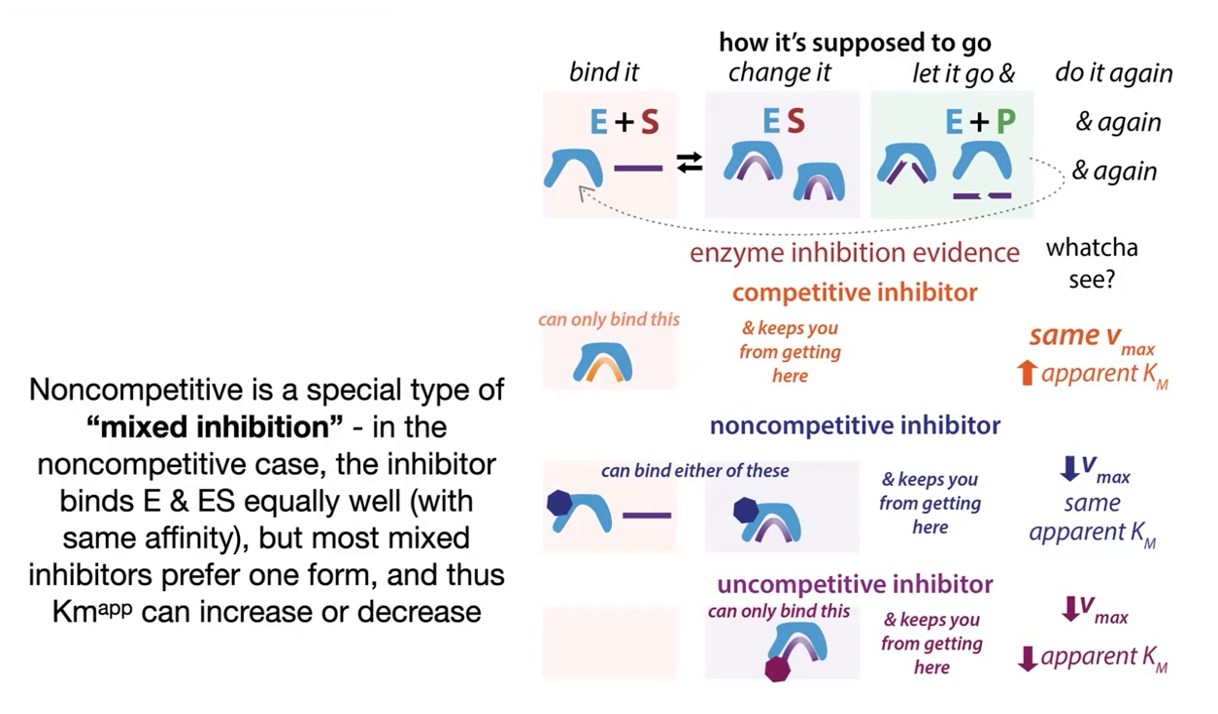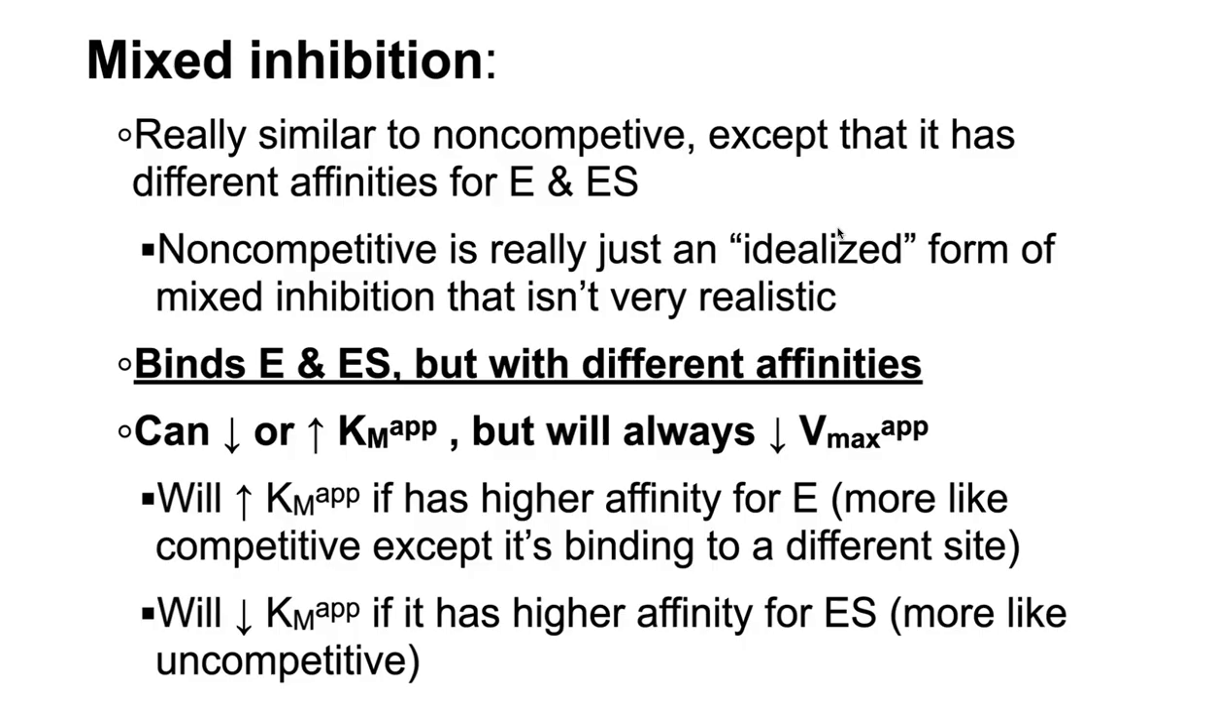With mixed inhibition, you're going to have non-equal affinities to the enzyme alone and the enzyme substrate complex. Then things can get a little complicated. And so the Km could go up or down, depending on whether it acts more competitive or more uncompetitive.